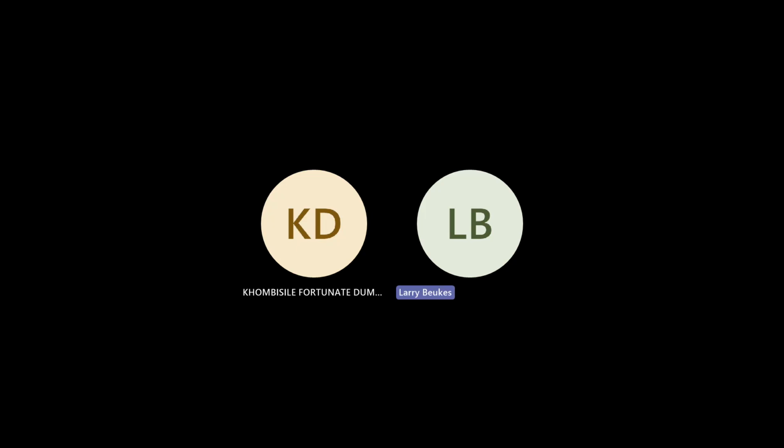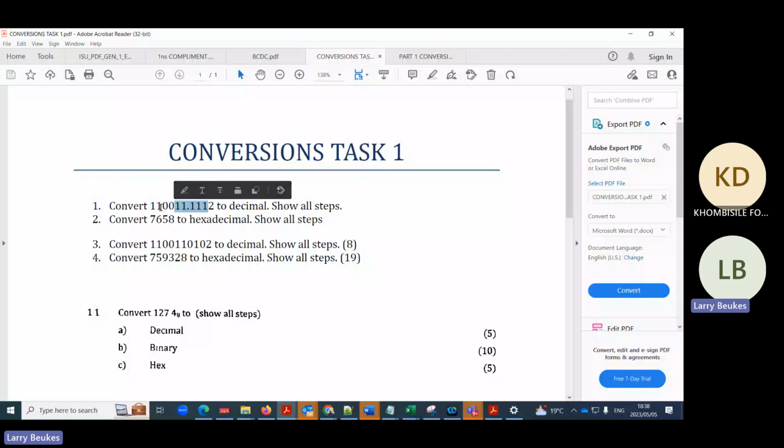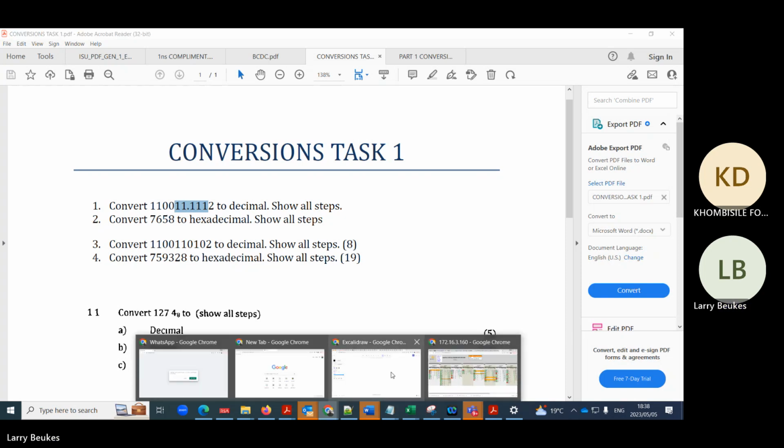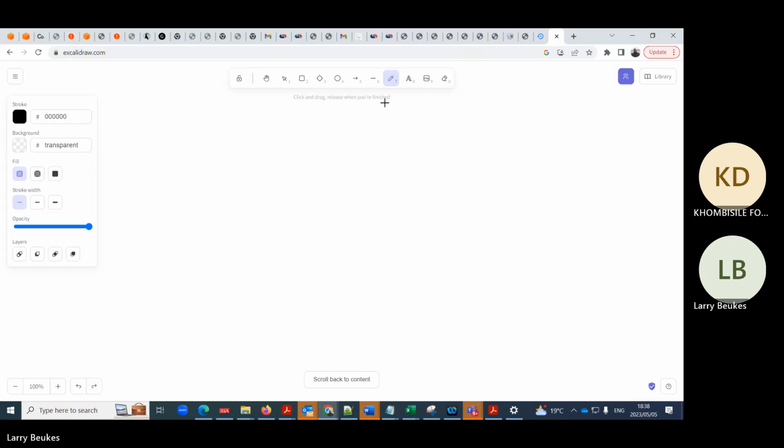Two decimal, right? So we have 110011, comma 111, to decimal. So let's do that one again. So we need this. Okay. So we know we're supposed to take 1, 1. What is it again? I forgot.